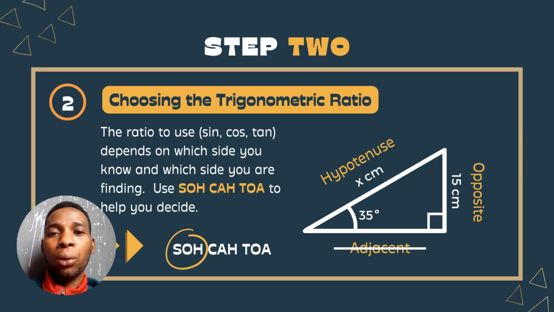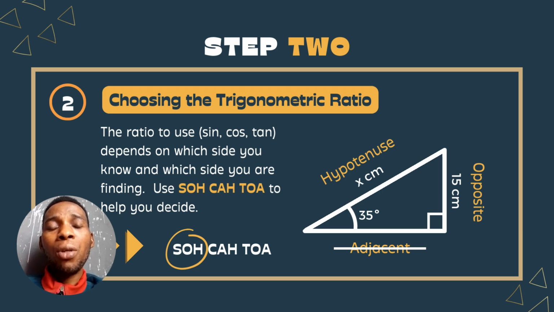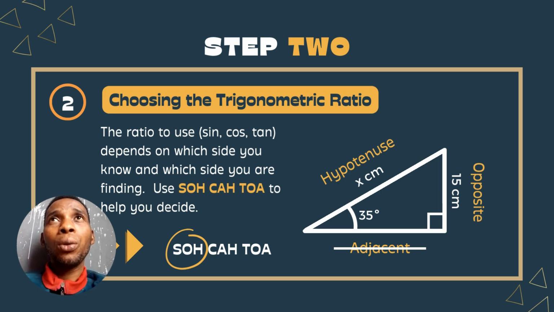Okay. Step 2 says choosing the trigonometry ratio. Here, it says the ratio to use: sine, cos, tan. You are to decide this. Now, how do we decide that? If you have a right angle triangle and the value of opposite is given, the value of hypotenuse is unknown, and the angle is also given, the first thing you are going to do is that the side given, you write it down.